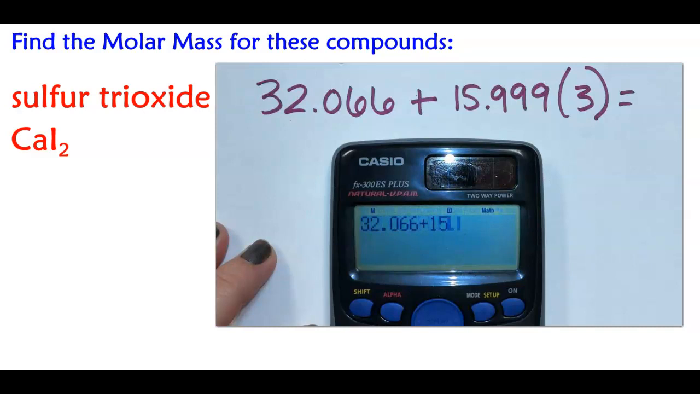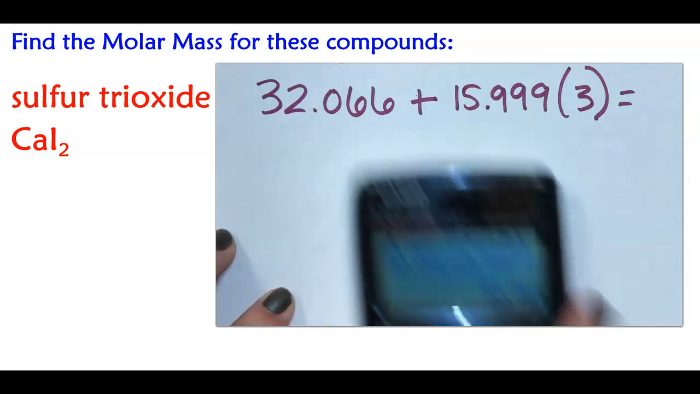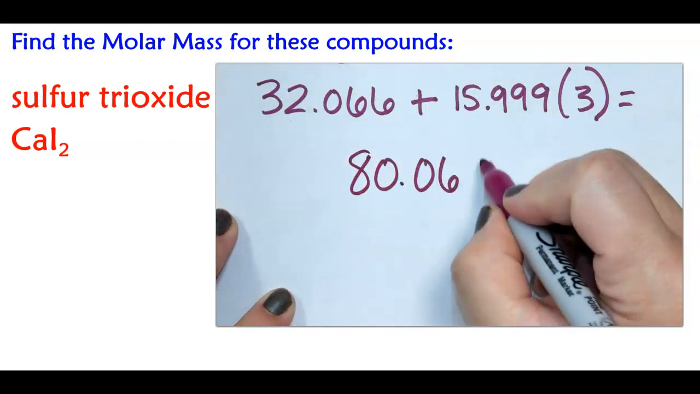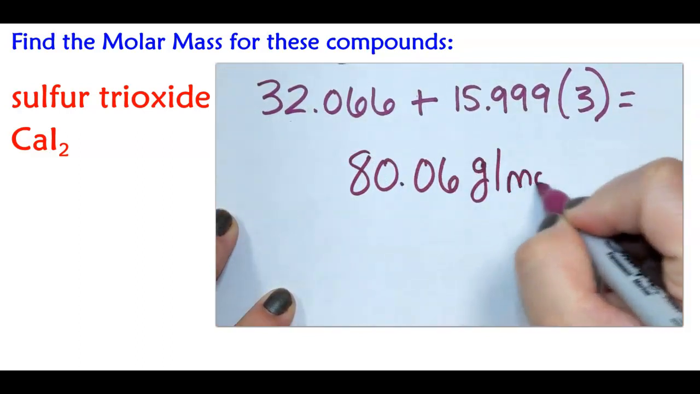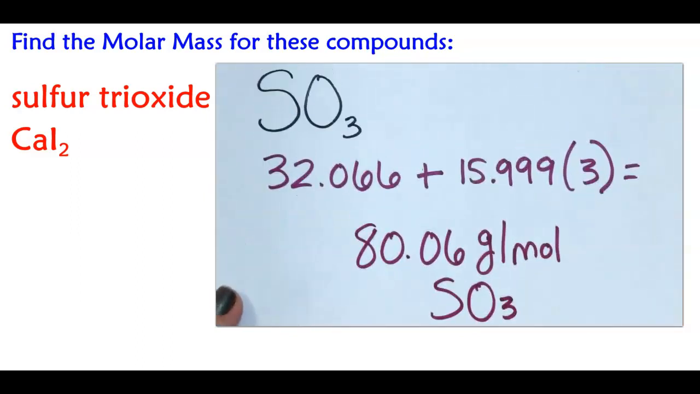32.066 plus 15.999 times 3 equals, and we get 80.063. We'll just round this off at the second decimal place, so it'll be 80.06. The unit for molar mass is grams per mole, and this is the molar mass of sulfur trioxide.